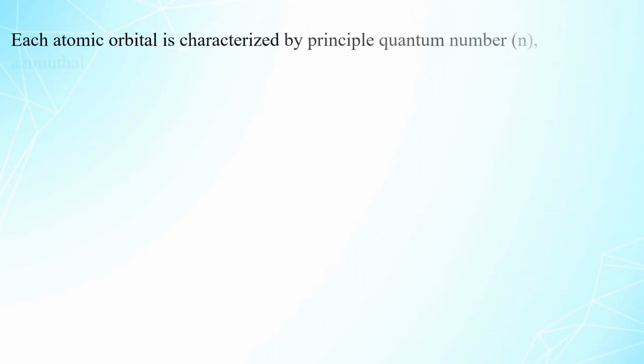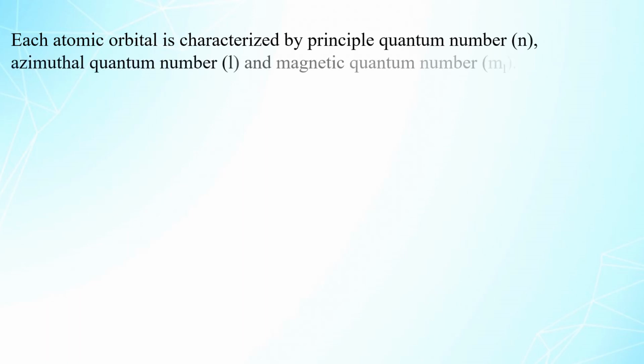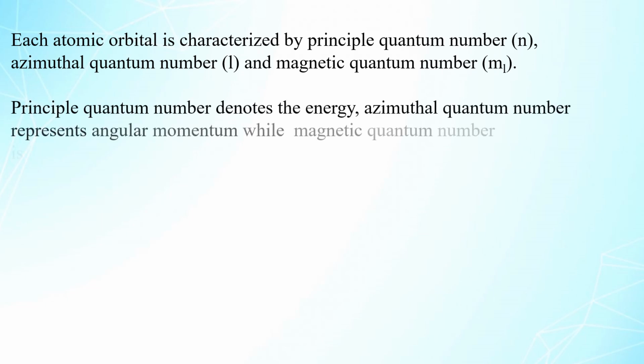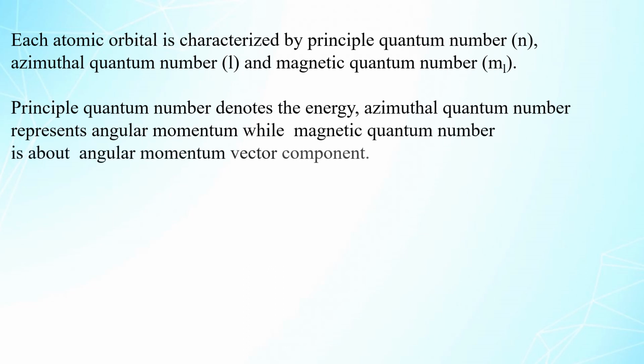Each atomic orbital is characterized by principal quantum number, n, azimuthal quantum number, l, and magnetic quantum number, ml. Principal quantum number denotes the energy, azimuthal quantum number represents the angular momentum, while the magnetic quantum number is about the angular momentum vector component. A maximum of 2 electrons can be occupied in an orbital.